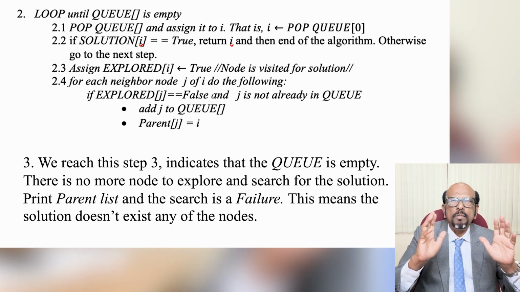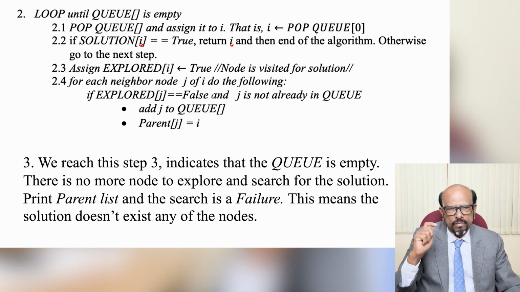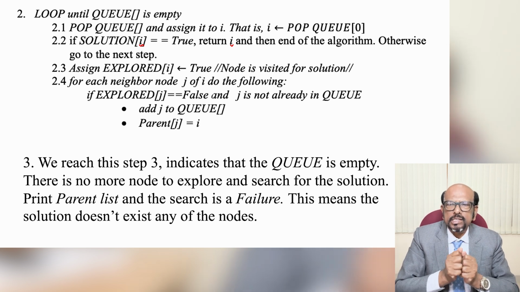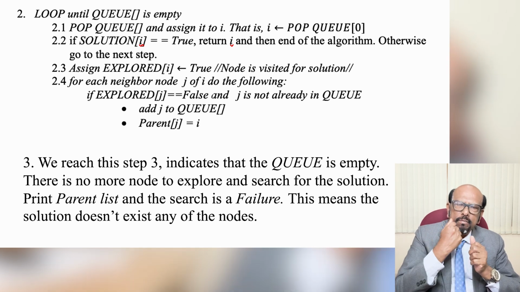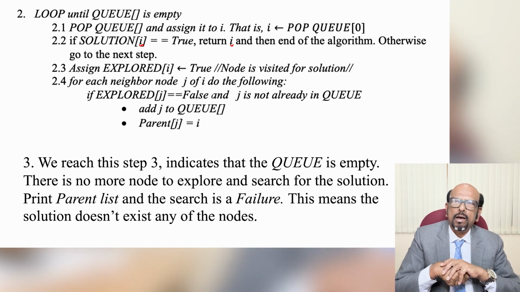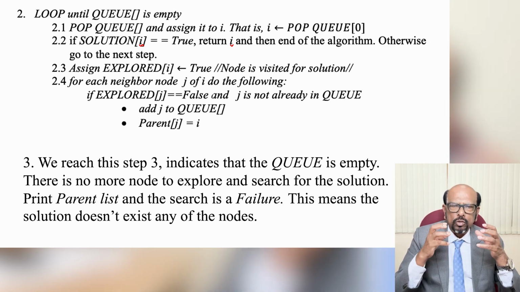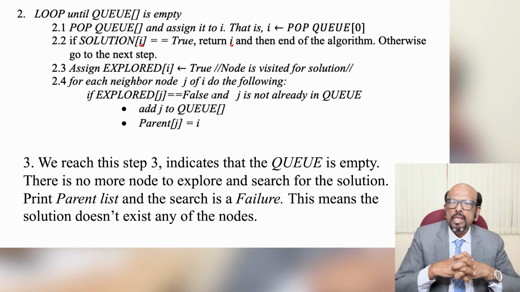Now this is important. We will continue the loop. What is step 2? We will continue the loop until the queue becomes empty. What are we going to do? You pop one entry, call it I. That is, I is pop queue of 0, so the 0th element will be pulled out. Now verify whether the medicine is available there in I. If solution of I equal to true, then we can return. Then it is the end of the algorithm. Otherwise, go to the next step.